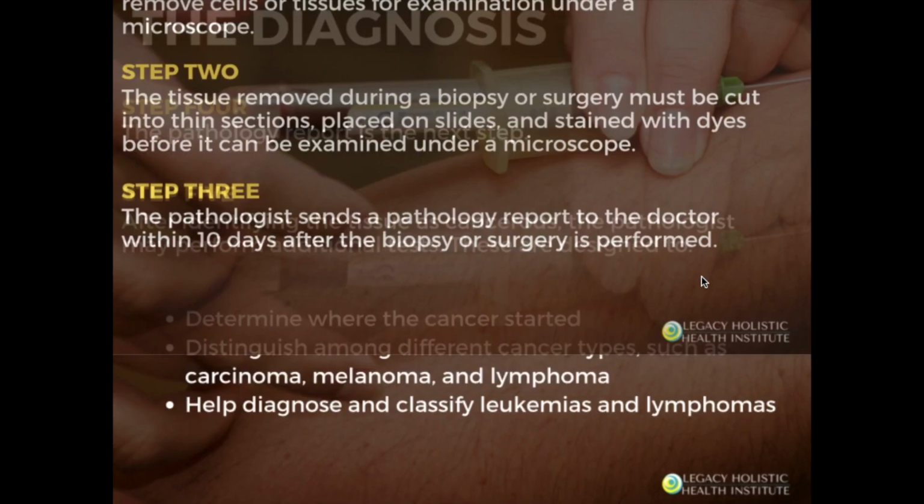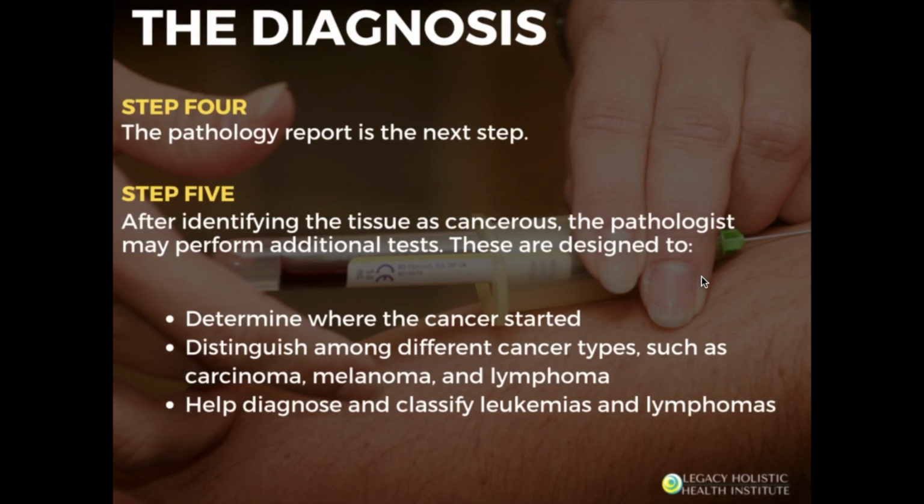So when we're talking about step 4, the pathology report, we want to make sure that the person has all of those pieces, especially the staging, so that you understand clearly what's going on with that particular person. Now, step 5, after they identify the tissue as cancerous, the pathologist may perform additional tests, and those are designed to do a few different things.